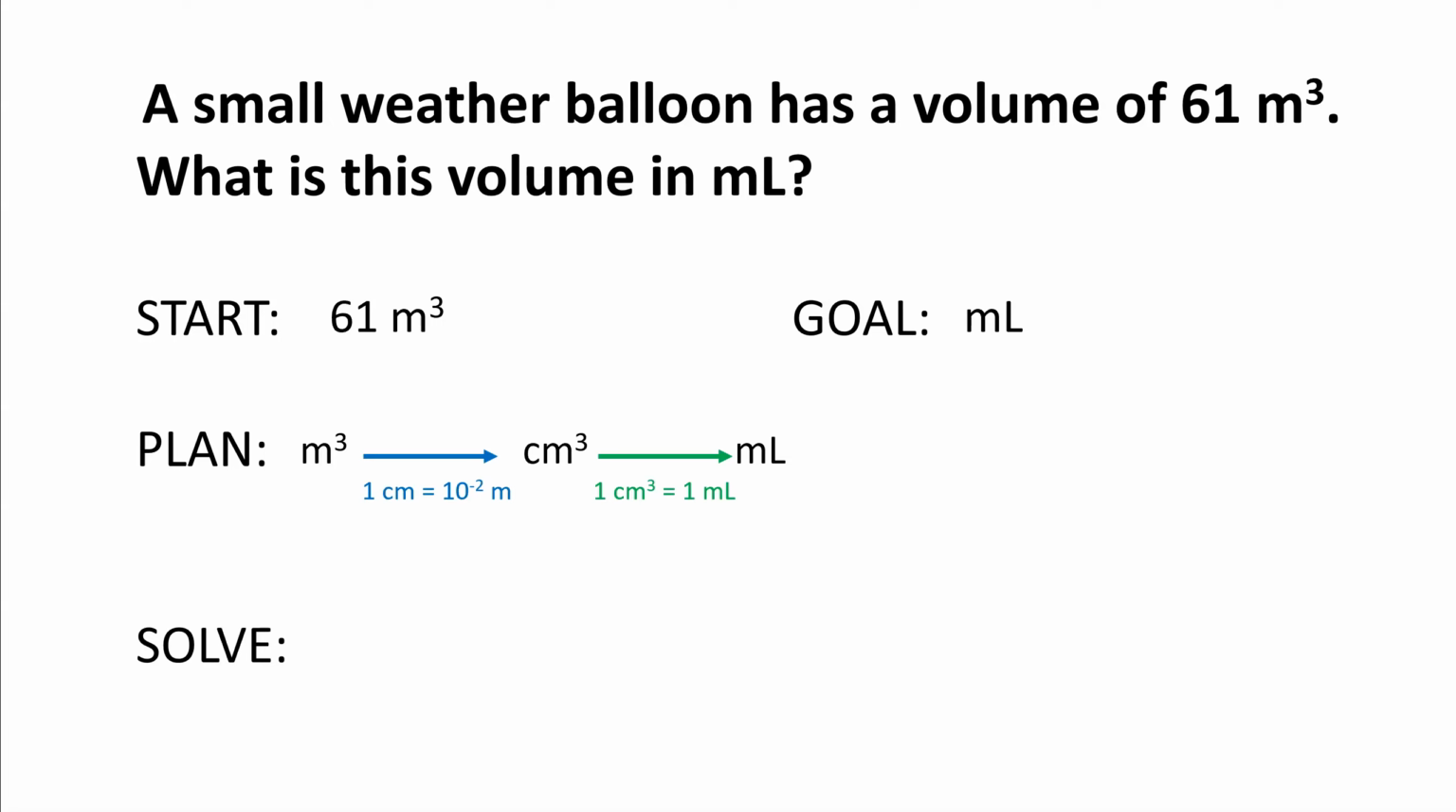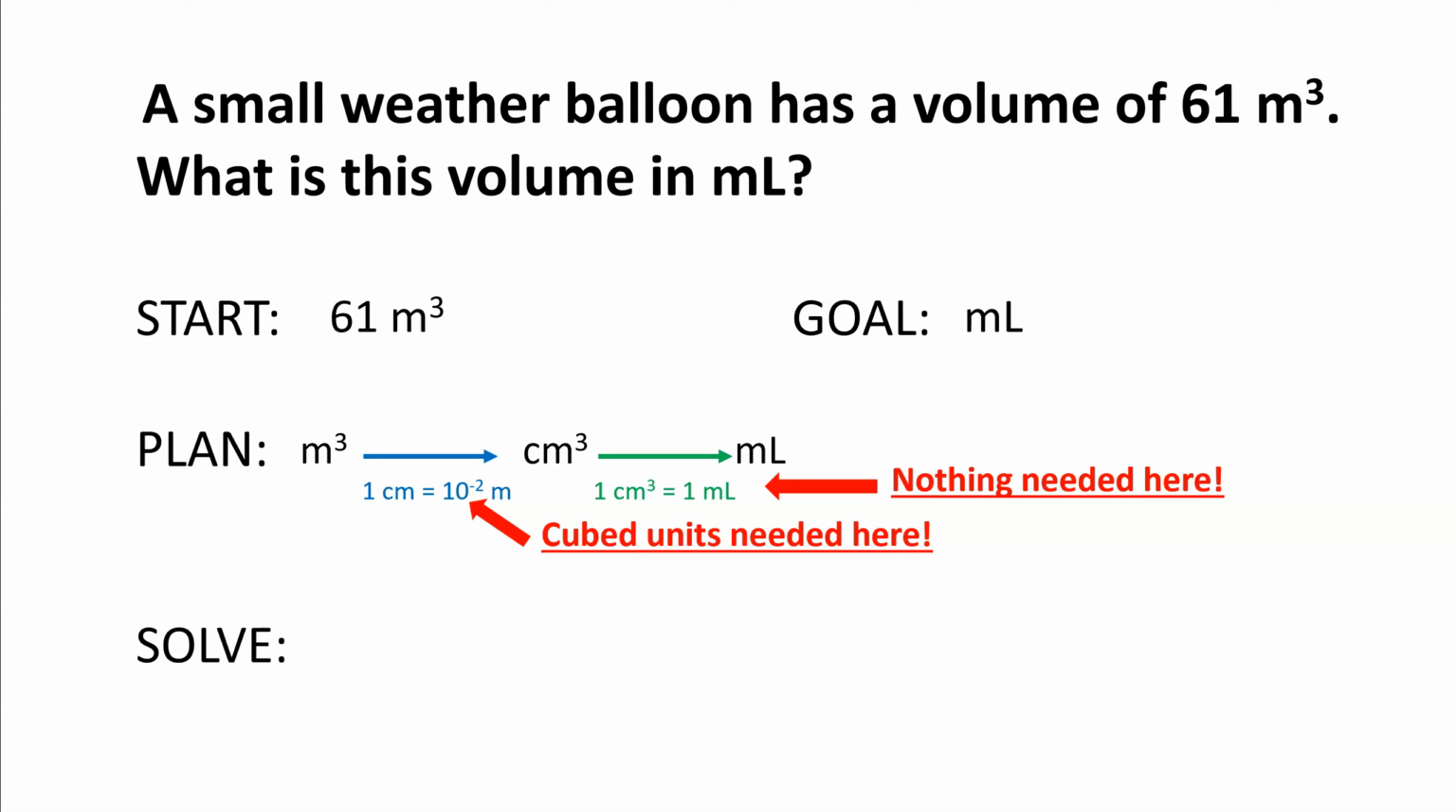When you look at the second conversion factor, we're going from cubic centimeters to milliliters. Those are the units that are already present in that conversion factor. We don't need to make an adjustment there at all. We don't need to cube it anymore. It already contains the right units for us. So we're going to have to raise to the 3rd power that first conversion factor, but we're not going to do anything to the second one. It's already got the right units for it.